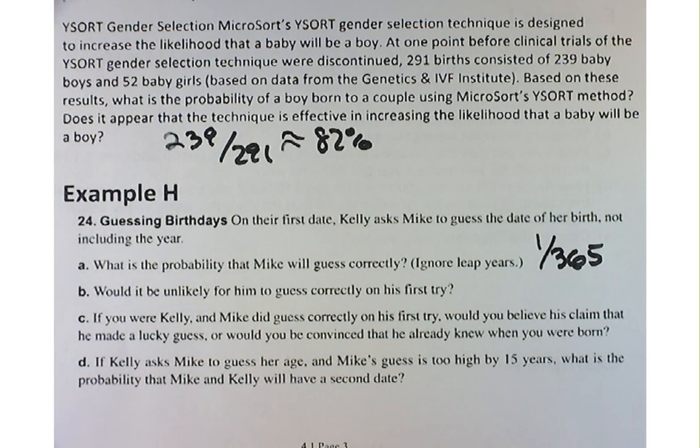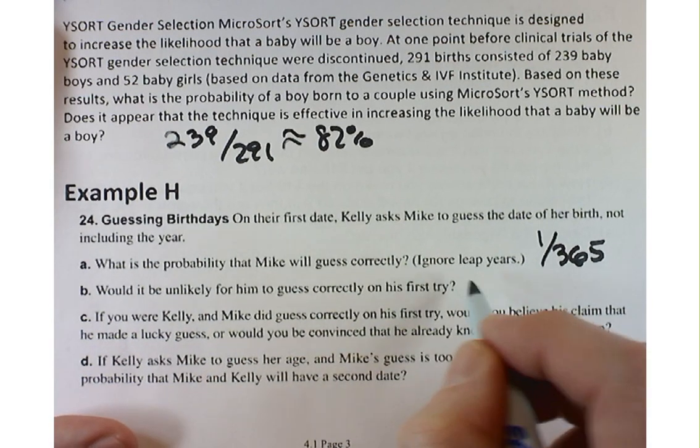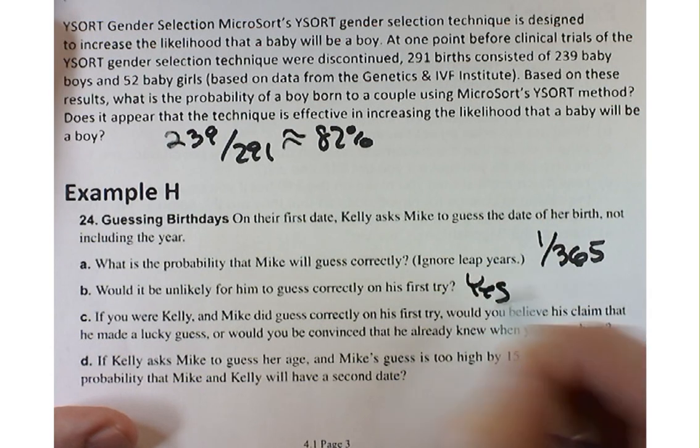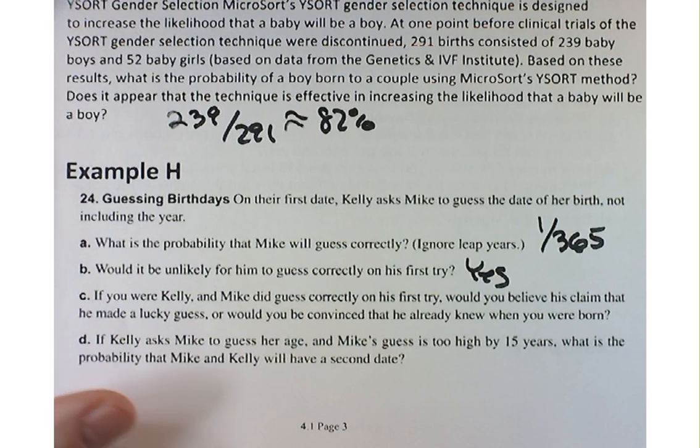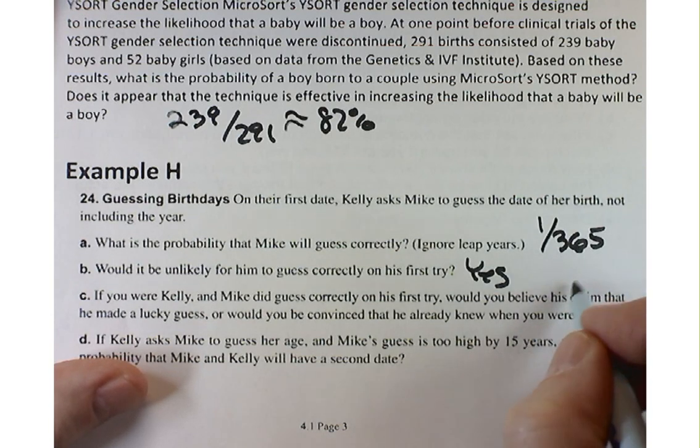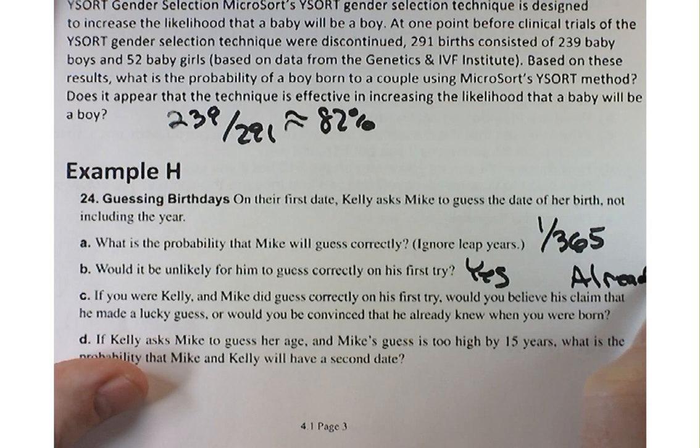Would it be unlikely that on your first guess you'd get the birthday right? Yeah, it'd be very unlikely to get it right on the first try. If somebody did guess your birthday correctly on the first try, would you believe his claim that he made a lucky guess, or would you be convinced that he already knew when you were born? I'd have to say he already knew. All right, already knew.